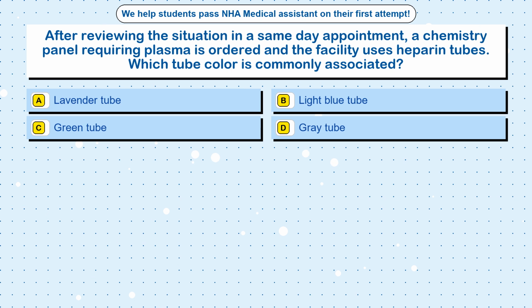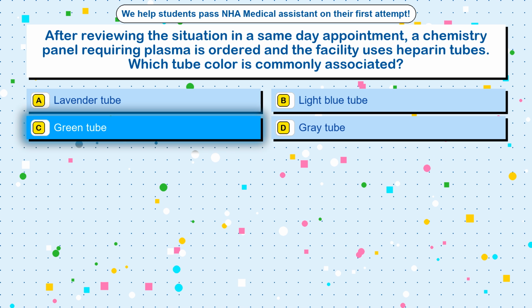Question 24. After reviewing the situation in a same-day appointment, a chemistry panel requiring plasma is ordered and the facility uses heparin tubes. Which tube color is commonly associated? Option A, lavender tube. Option B, light blue tube. Option C, green tube. Option D, gray tube. The correct answer is option C, green tube.